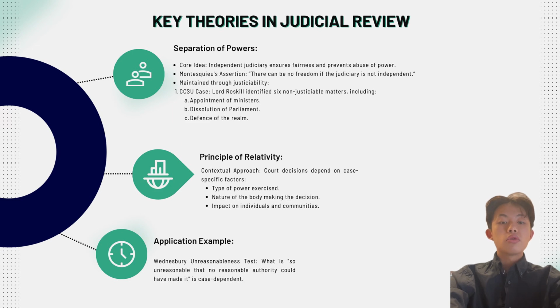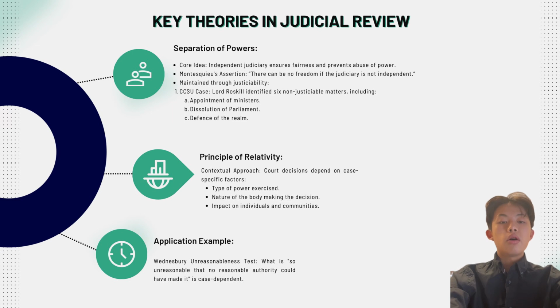Lord Roskill laid out 6 matters which are unreviewable, namely, first, the appointment of ministers, the dissolution of parliament, the granting of honors, defense of the realm, and the prerogative of mercy and treaty-making power.